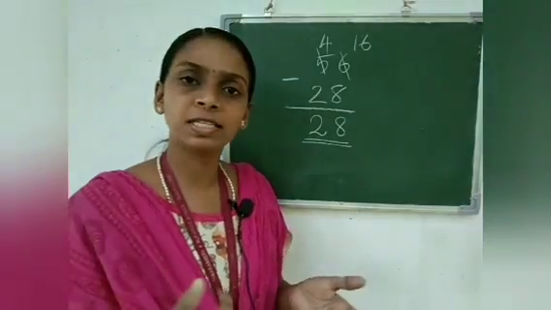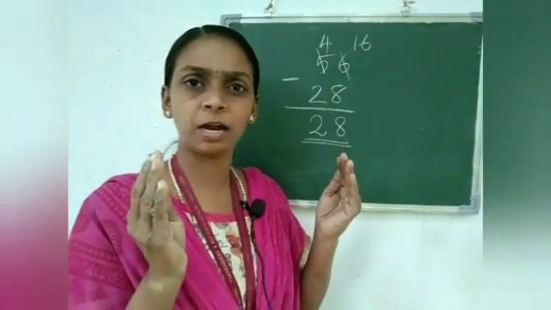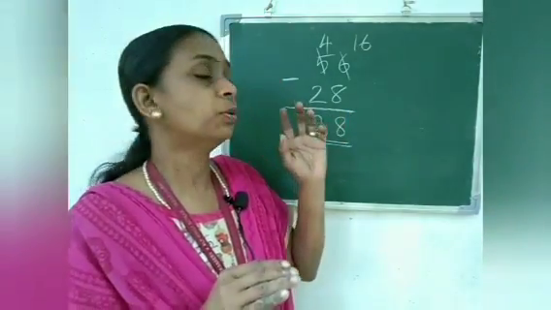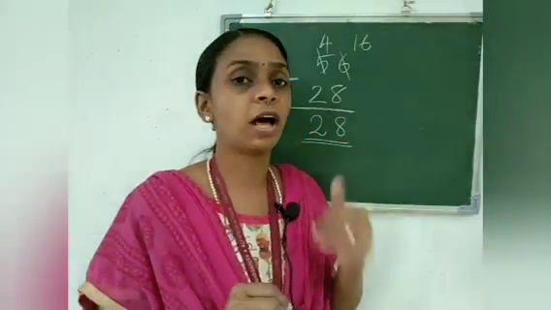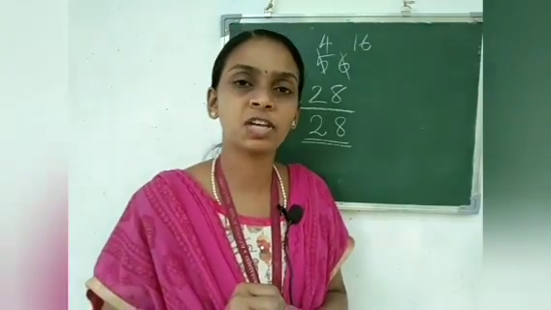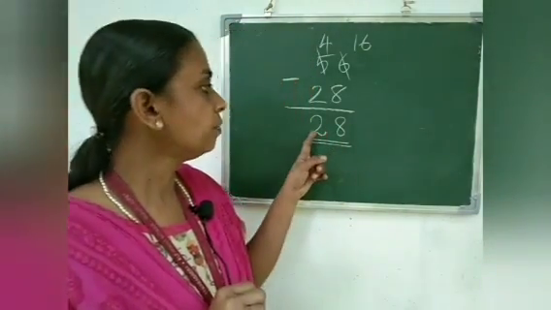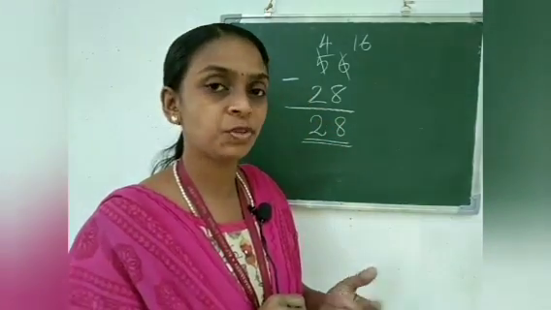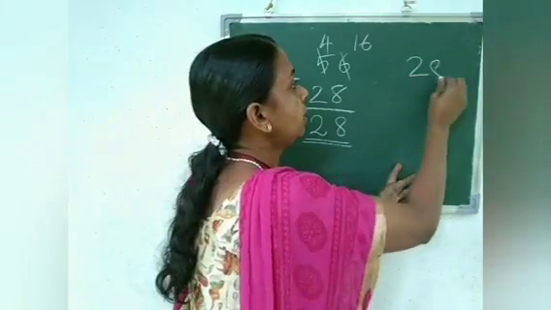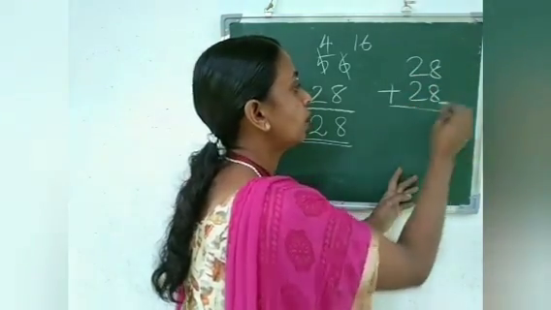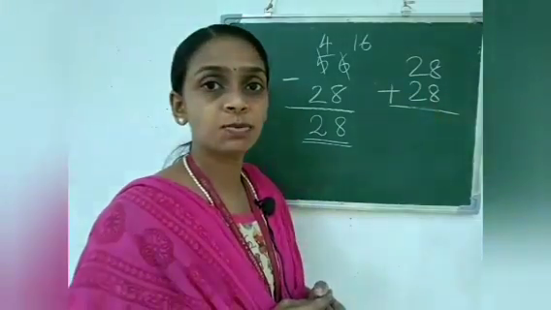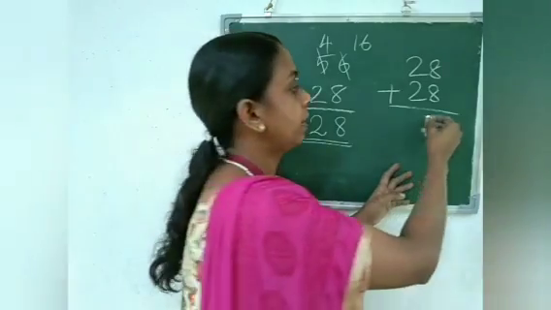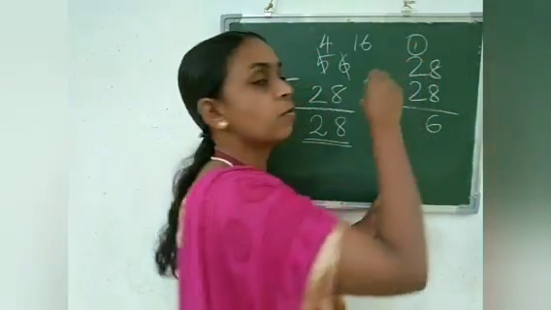So now how will we check our answer is correct? You may have a little bit of confusion whether our answer is correct or not. So we have to do the addition and conclude whether our answer is correct or not. By which numbers do we have to add? We have to add this answer 28 and this number, both are 28. So 28 plus 28. 8 plus 8 is 16. For 16, we write 6 here and we take 1 as the carryover.